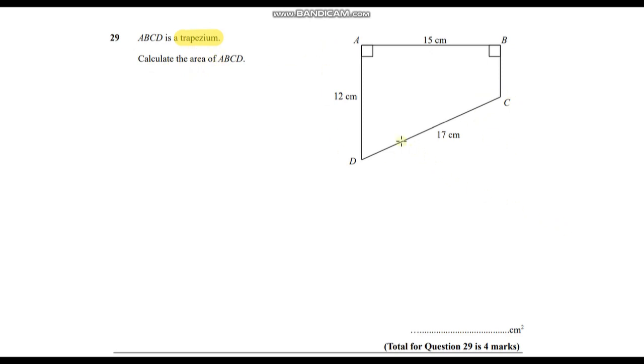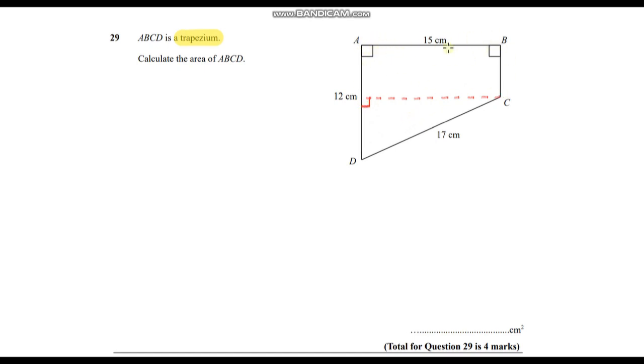Now, there are a couple of ways we could do this. We could calculate the area of the trapezium outright, if you know the formula for the area of the trapezium, or we could break it down into a rectangle and a triangle. So what I'm doing is I'm drawing a horizontal line that is perpendicular to line AD. So because it's perpendicular, we've got a right angle here. So we can calculate the area of this rectangle, then calculate the area of the triangle, and then add the two together. So first of all, let's calculate the area of the rectangle.